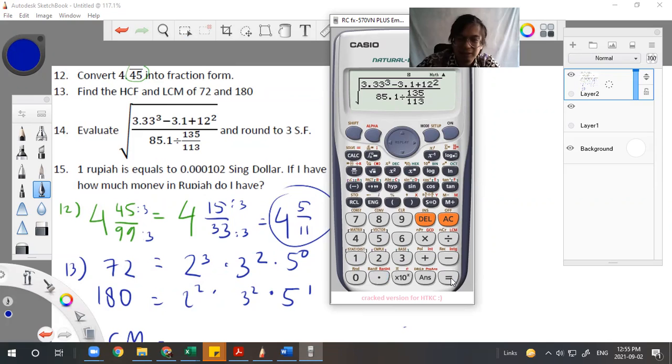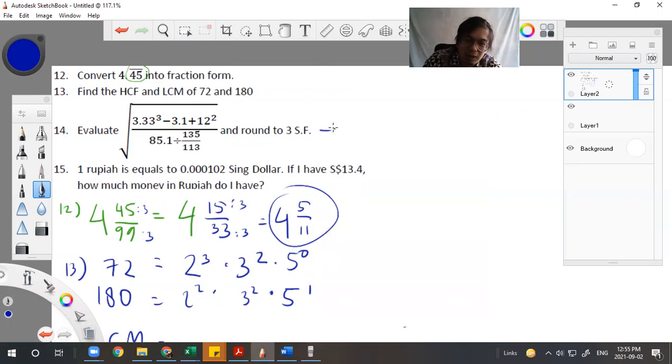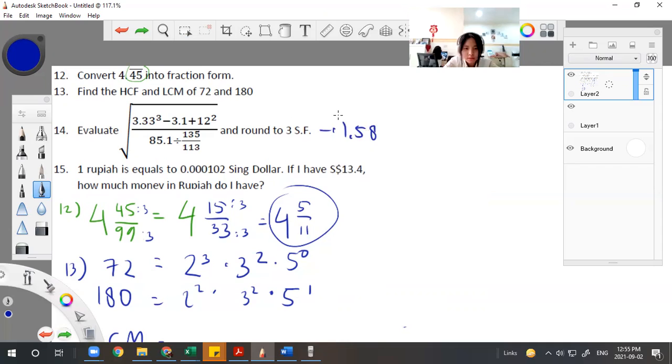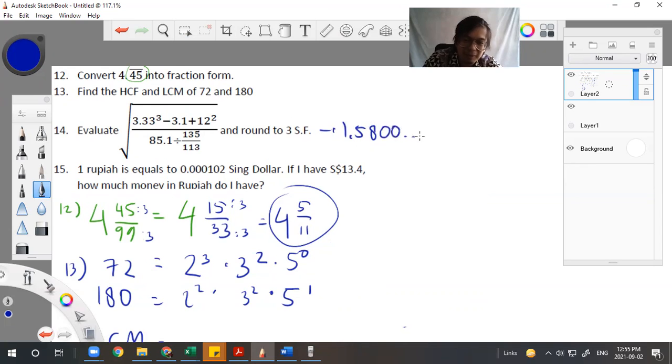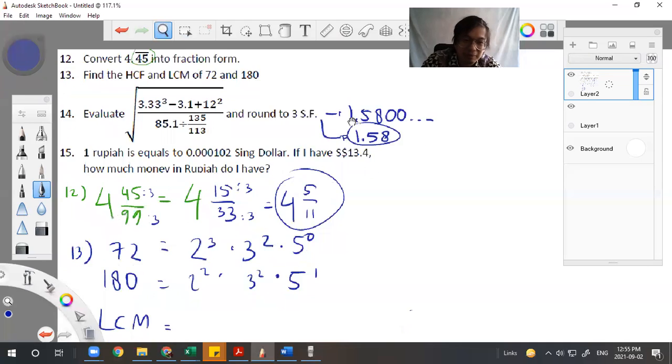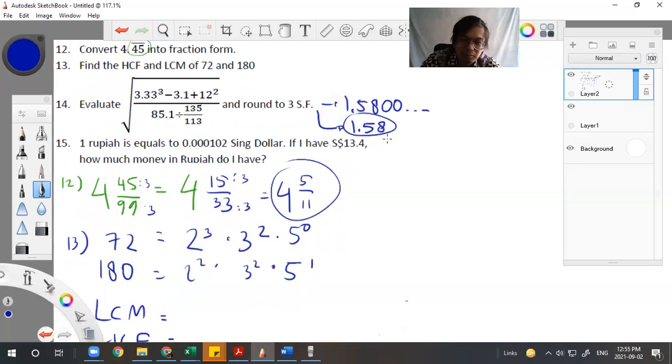Just put equal sign. Oh, okay, 1.5800. So 1.580. Why? Because 3 significant figures, right? 1, 2, and 3, right? It has to be 1, 0, 0, blah, blah, blah, right? So in order to round to 3 sig fig, it has to be 1.58 only. That's the answer. Now number 15, I'm sorry.